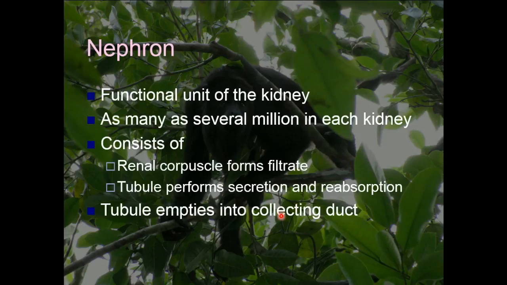The fundamental, basic structure of the kidneys is the nephron. It's the functional unit. There may be several million of those in each kidney. Each nephron consists of a renal corpuscle, where the blood is filtered, and then a network of tubules where secretion and reabsorption are occurring. Finally, there's a collecting duct where, in the end, still many changes may happen.